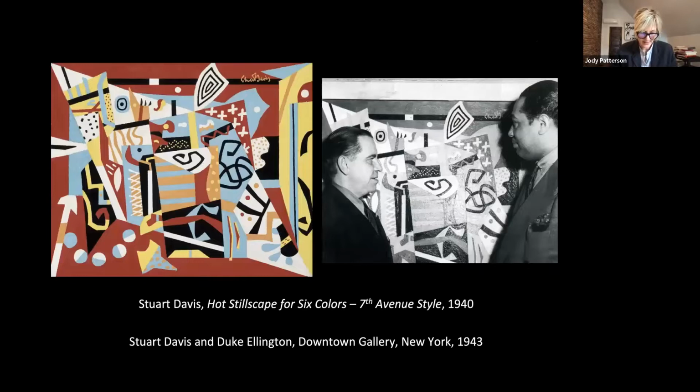Other jazz icons, such as Duke Ellington, who merged folk elements of African-American experience with European compositional forms, offered Davis a model for effectively extending modernist traditions. Jazz paralleled Davis's own efforts to transpose modernist style onto American subject matter, and in so doing, to create a new vernacular.